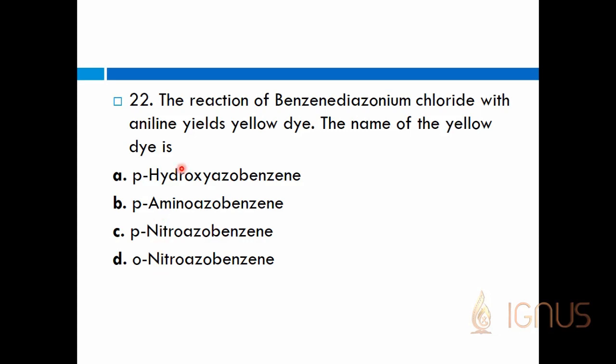Question number 22. The reaction of benzene diazonium chloride with aniline yields a yellow dye. The name of the yellow dye is option A, para-hydroxyazobenzene, option B, para-aminoazobenzene, option C, para-nitroazobenzene, and option D, ortho-nitroazobenzene.